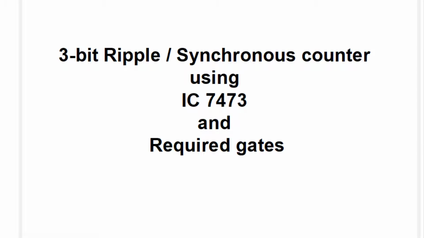Today we'll be doing the topic that is 3-bit ripple, that is asynchronous, and synchronous counter using IC 7473, that is the JK flip-flop, and some required gates.